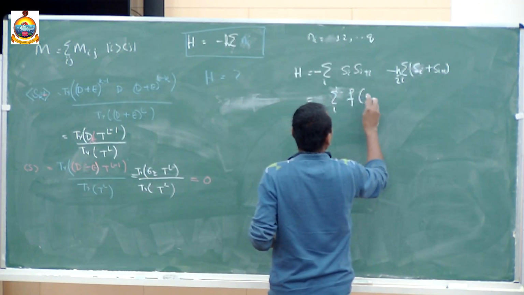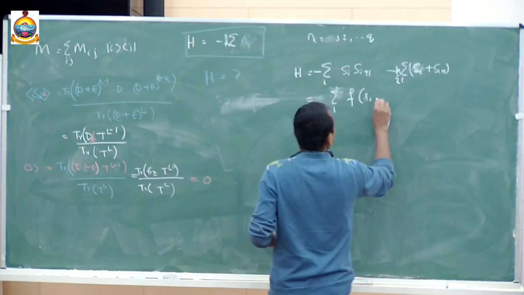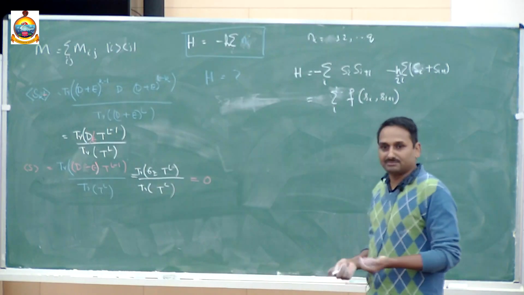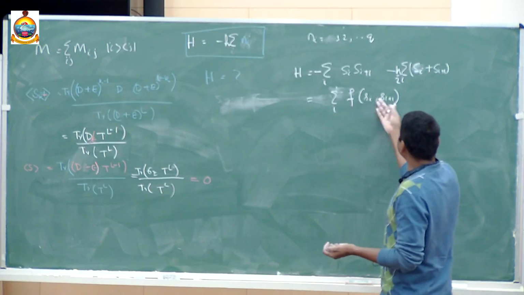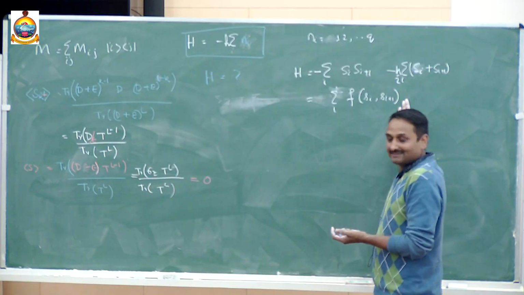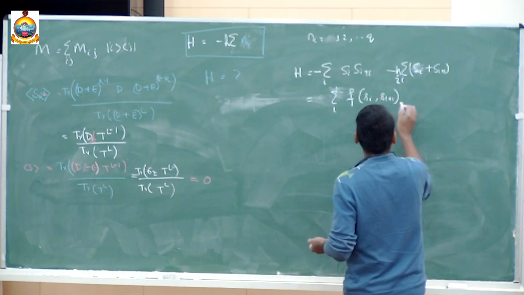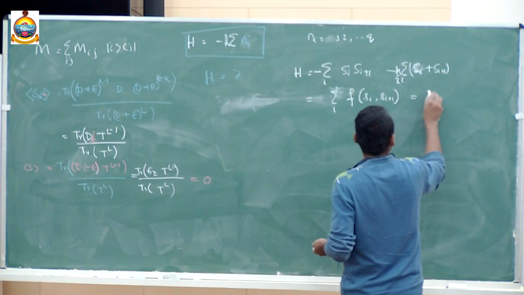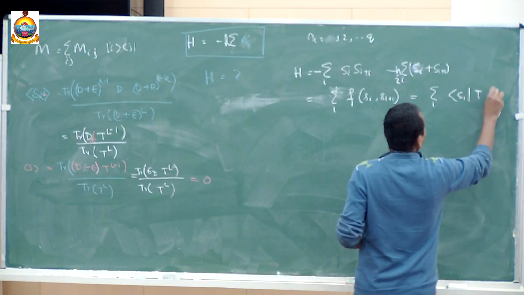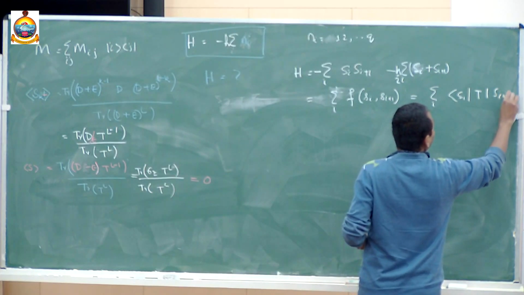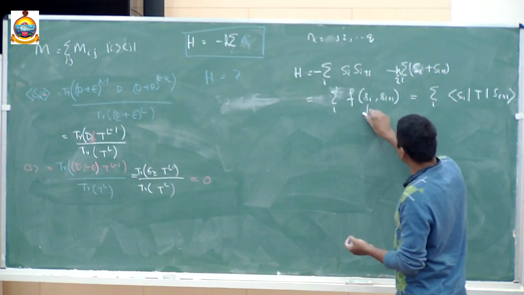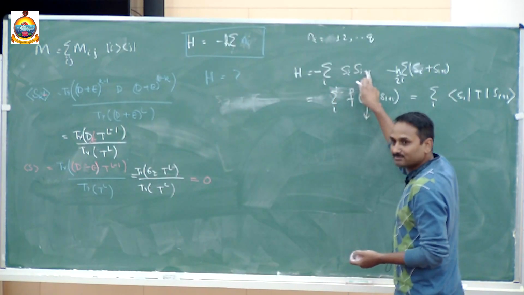Actually, minus also I take some function of S_i, S_{i+1}, and you just sum it. You can call this T of S_i, S_{i+1}. So this is equivalent to something like summation over i of f(S_i, S_{i+1}). What is this function now?